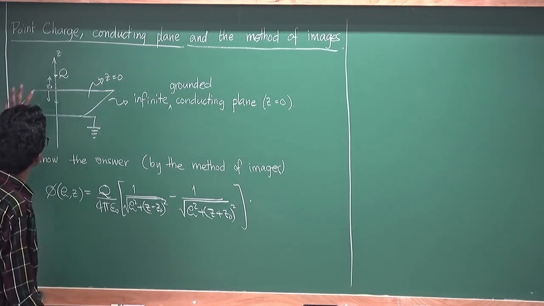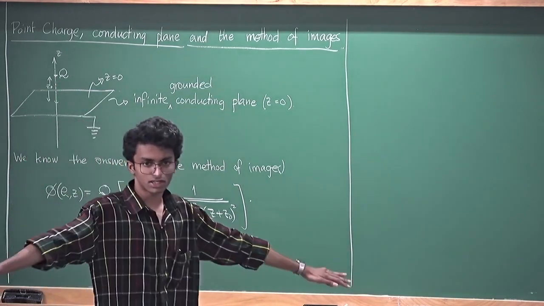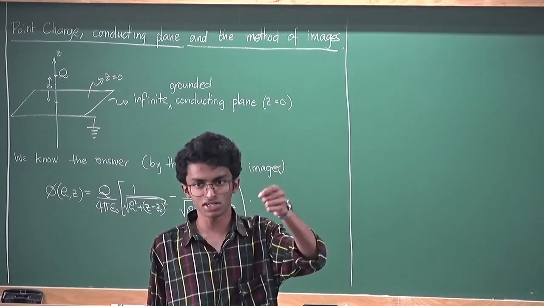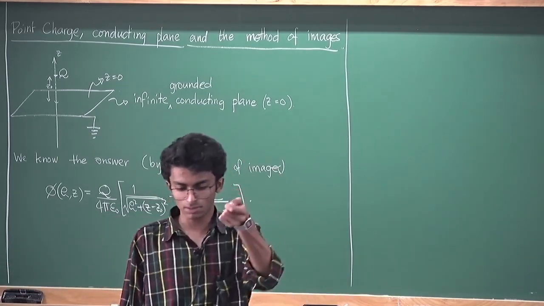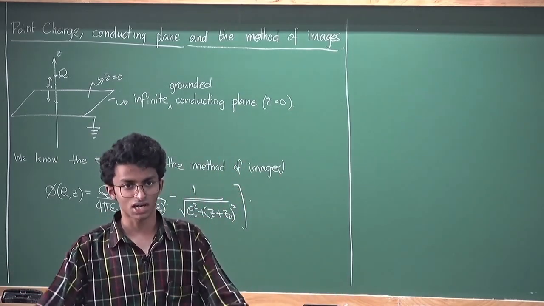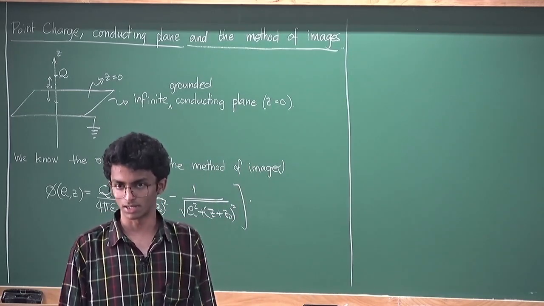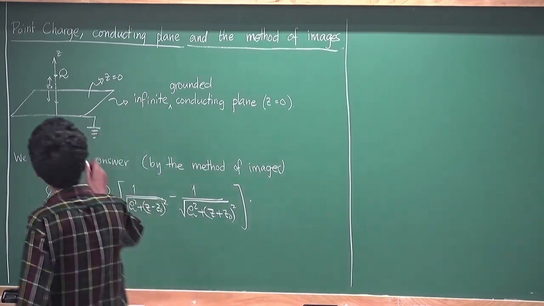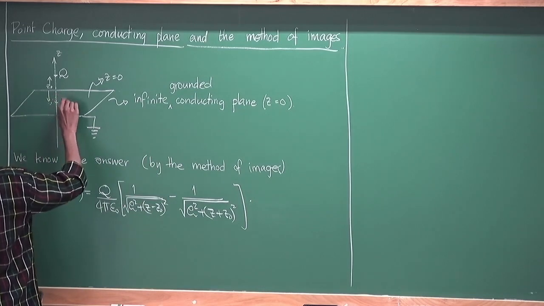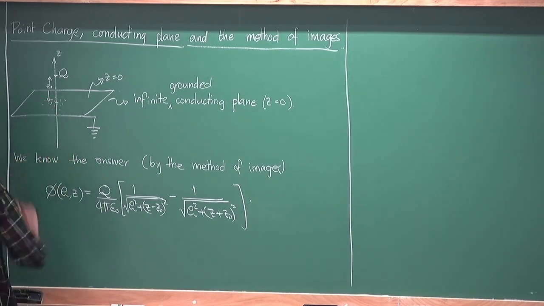The physics is you take this infinite conducting plane, and you put a point charge plus q on top. This plus q will induce a negative charge density on this conducting plane. So it will induce some charge density here. And the potential at any point above is the potential due to this plus q and the induced charge density.